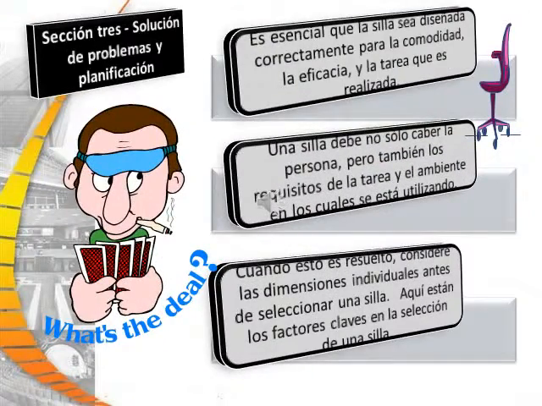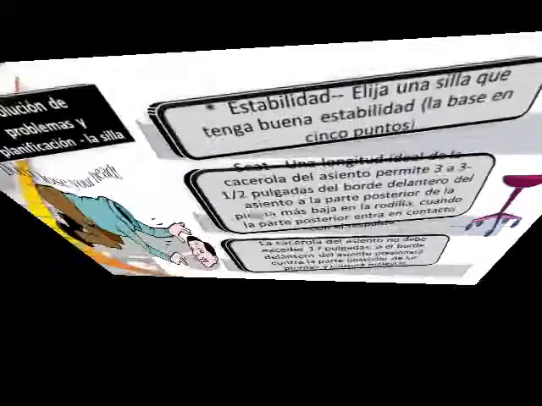It is essential for the chair to be properly designed for comfort, efficiency, and the task being performed. A chair must not only fit the person, but also the requirements for the task and the environment in which it is being used. When this is determined, consider the individual dimensions before selecting the chair. Here are a few of the key factors in selecting a chair.